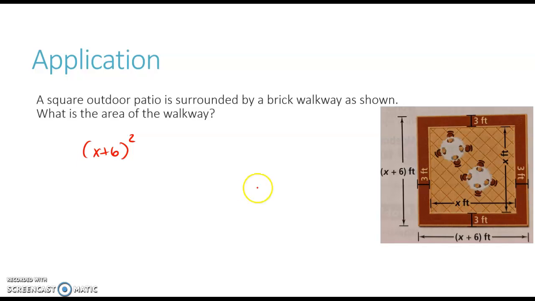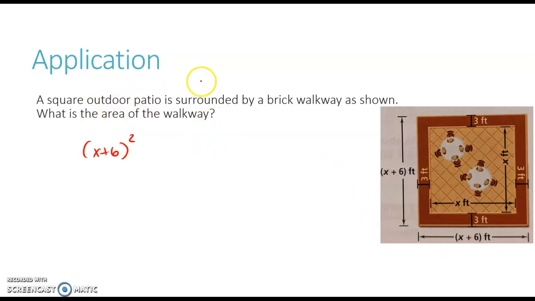And if you're like, what? But there's all these 3's and other numbers. The x is the inside. That's where that x is coming from, from the inside, right? And then the 6 is coming from the fact that it's 3 feet on either side. So that's where the 6 is coming from. But they gave you your side length. So basically x plus 6 is what we're doing.